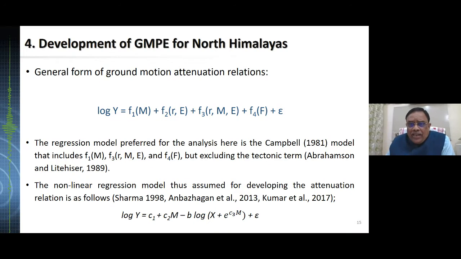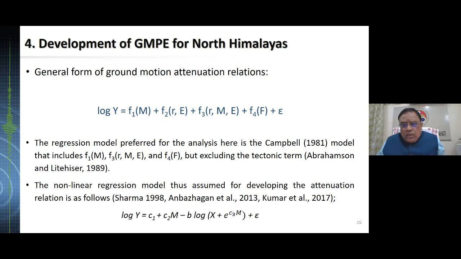Here, log y is the horizontal or vertical peak ground acceleration, and F1, F2, F3, F4 are functions of the properties expressed in brackets, that is the magnitude. M is the magnitude, R is the distance from the event to the recording station, E represents the tectonic environment, and F represents the fault type. Epsilon is a term you have to look at carefully; it is a random variable representing any uncertainty in log y. The regression model preferred here is the Campbell model that includes F1, F3, F4, but excludes the tectonic term, which is F2. The nonlinear regression we have adopted assumes the attenuation relationship developed by others. These are some of the things we have done in this case.